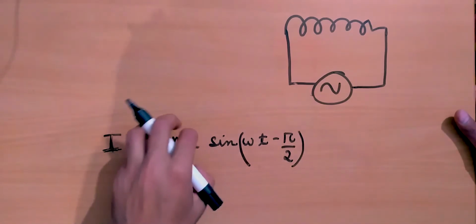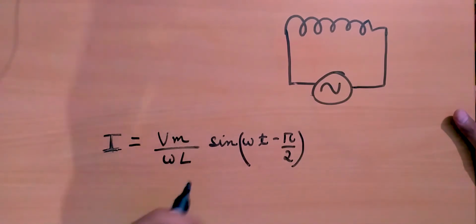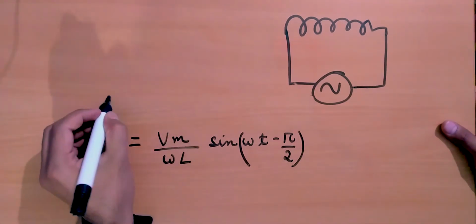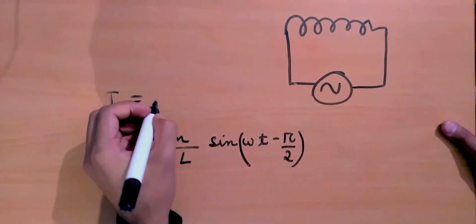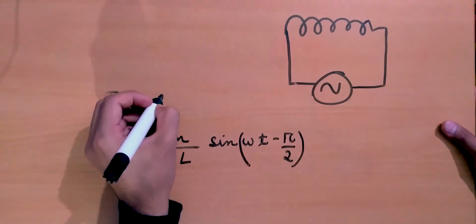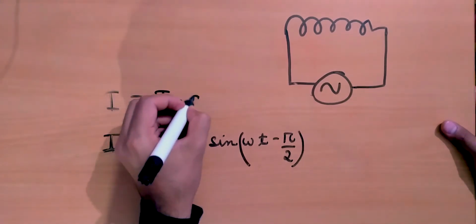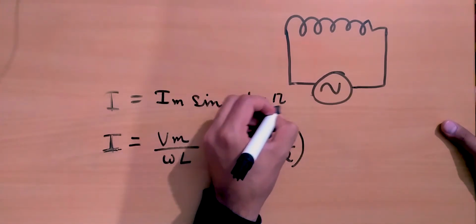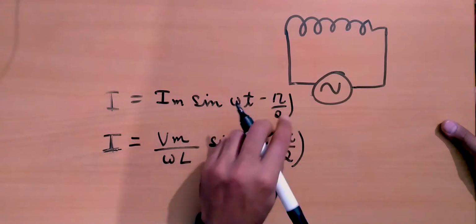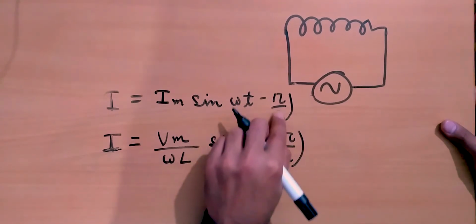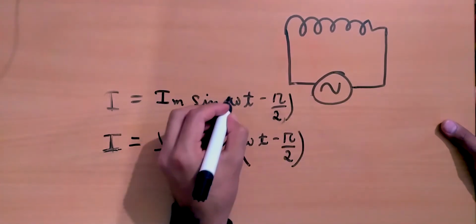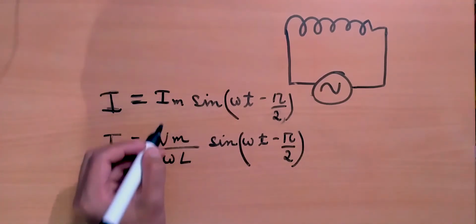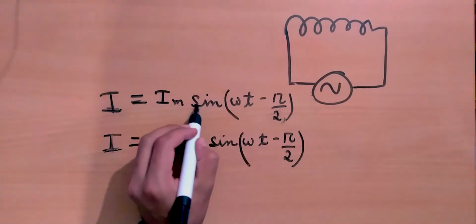Now obviously this constant here is the peak value of your current. So what I can write is, instead of writing this, I can write this in the form I equals the peak value of current, Im, times sine omega t minus pi by 2. Now we'll get into the details of what this pi by 2 means and all that in the next video, but yeah, I'm just dealing with the mathematical part right now.